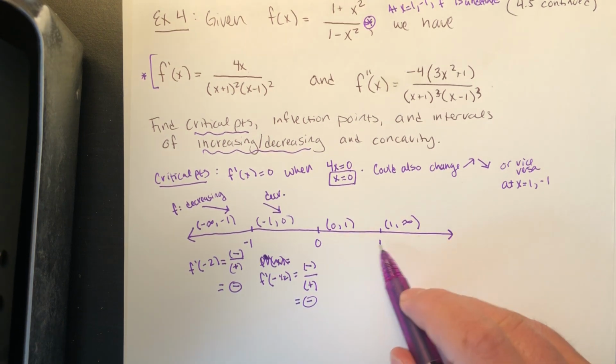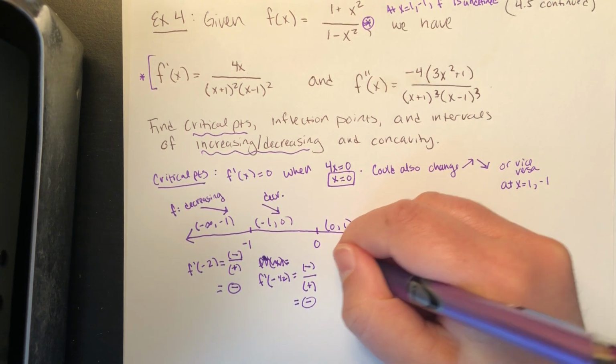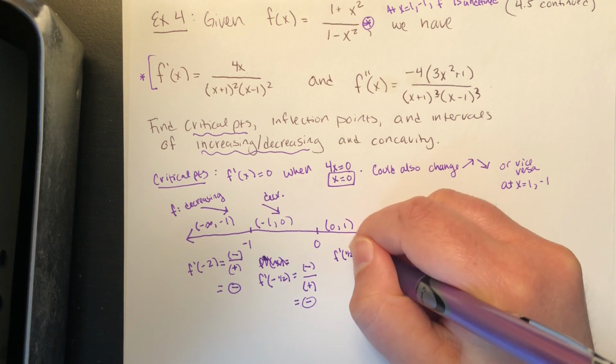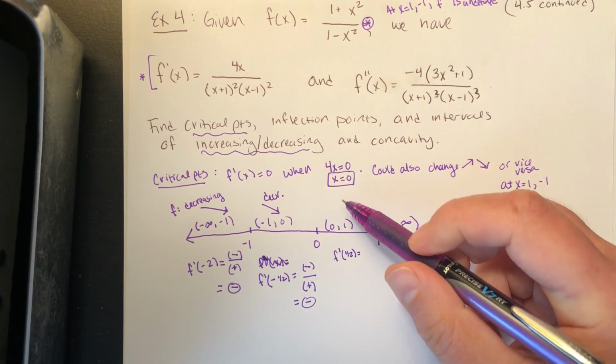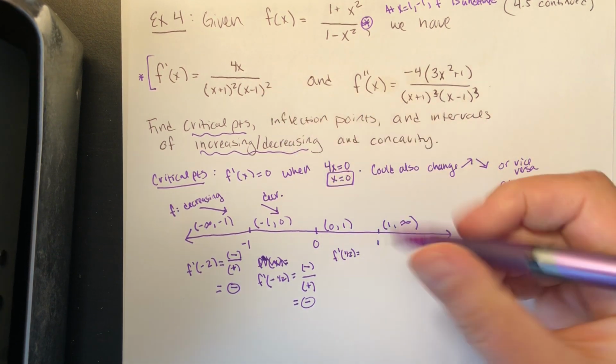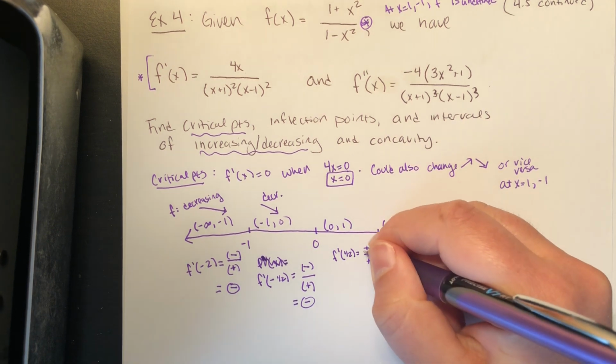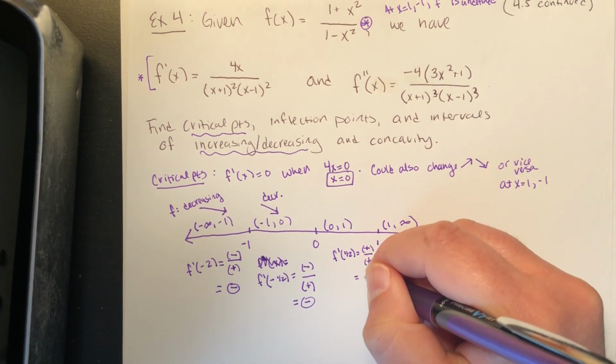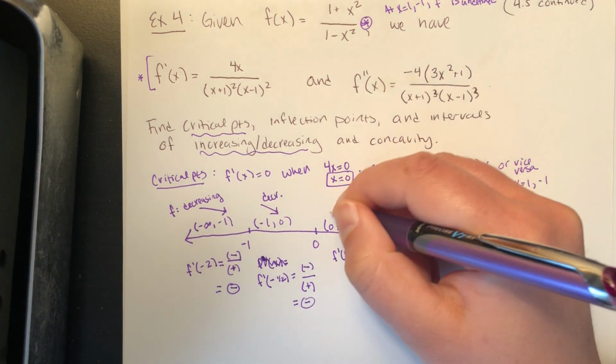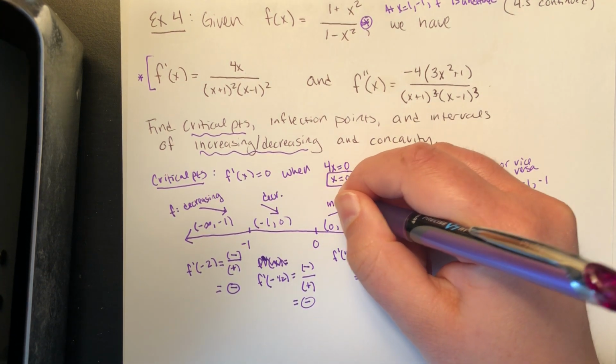All right, then we hit 0. From 0 to 1, we want to plug in something positive, like 1/2 between 0 and 1. If I plugged in a half, I'll have positive on top, positive on the bottom. So overall, I'm going to be positive on this interval. So f is going to be increasing.